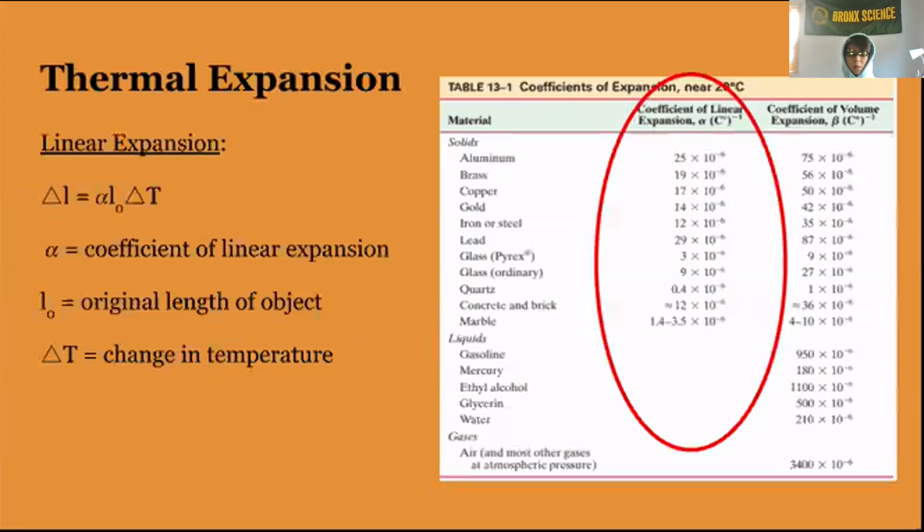So linear expansion can be described by the equation, the change of length is equal to alpha, which is the coefficient of linear expansion. As you can see in the picture on the right side of the screen, there are two rows on the right side of the diagram, and the first row represents coefficients for linear expansion of all these objects. So you take the coefficient, you multiply it by the original length of the object, and also by the change of temperature, because this is how the object is expanding, is being heated up, is being cooled down, shrinking, etc.